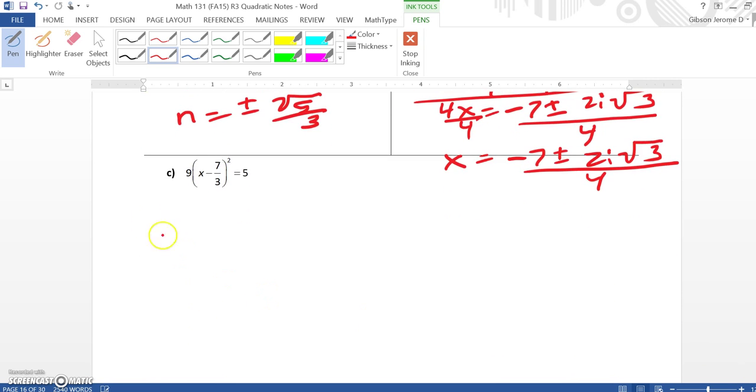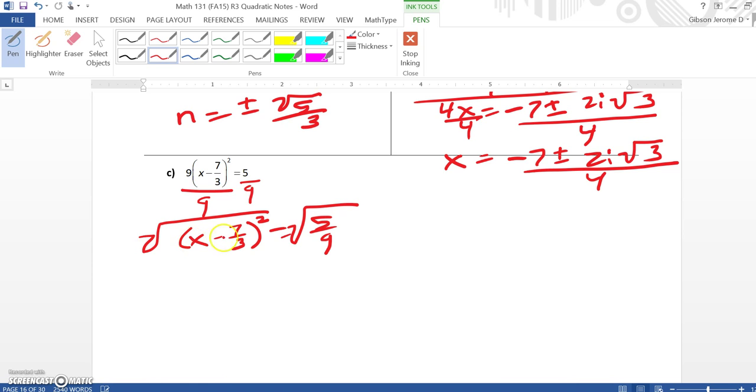Now, we come down here to C. Now, C, we have 9 times the parenthesis x minus 7/3 squared equals 5. So we will have to divide both sides by 9. And we will have in parentheses x minus 7/3 squared equals 5/9. Now we will take the square root of both sides. And we will have x minus 7/3 is equal to plus or minus, this will end up being the square root of 5 over 3.